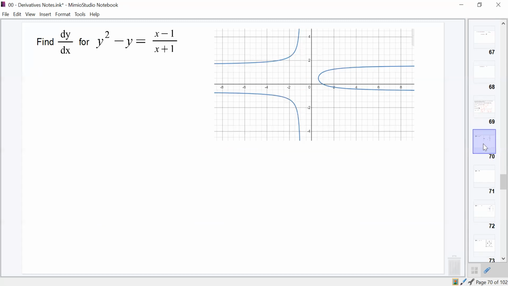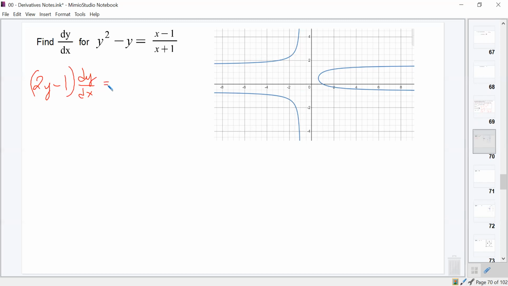This next one here, we're looking for dy dx when we have y squared minus y is equal to x minus 1 over x plus 1. So this is the graph of this equation. And what we'll do is we'll just take the derivative of both sides with respect to x. So on the left-hand side, we should get 2y minus 1, all being multiplied by dy dx. Because the derivative of y squared minus y with respect to y is 2y minus 1, and because we are actually trying to take that derivative with respect to x, we have to multiply it by dy dx.